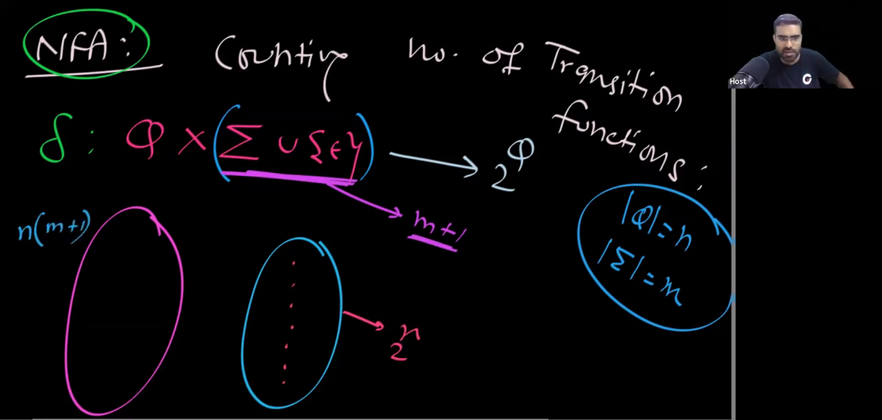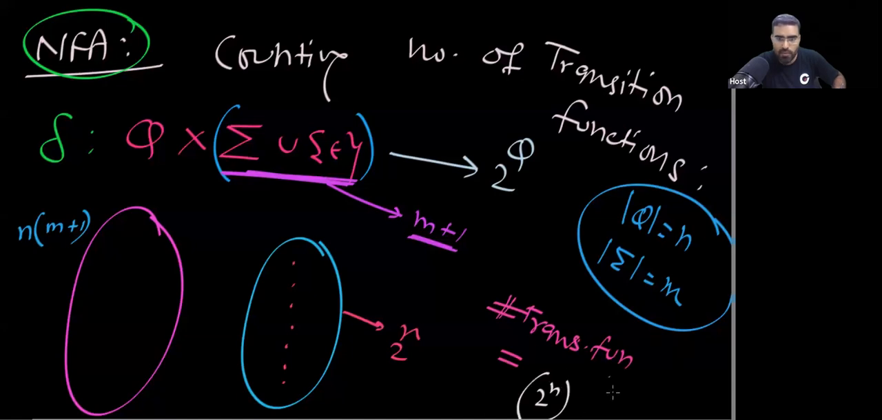So how many transition functions can you create? The number of transition functions will be 2 power n multiplied by m plus 1. Is this point clear? Please tell me, is this point clear?